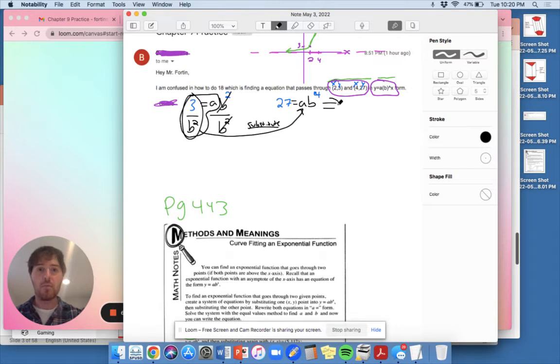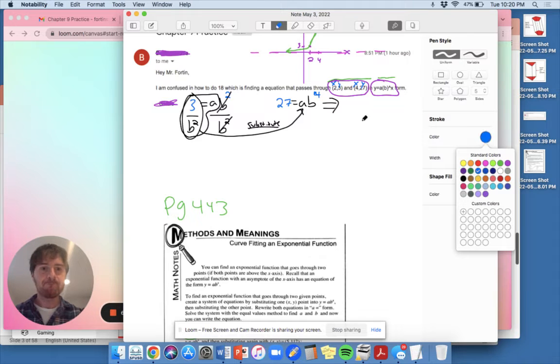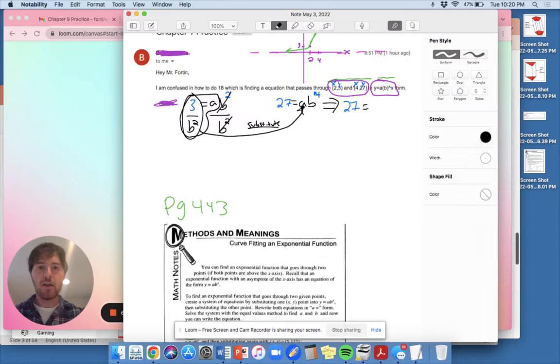Okay, so I'm going to maybe move this over here, do my substitution. 27 doesn't change. Equals is still there. The A is just going to become this. Is going to become 3 over B squared. And then I have B to the 4th there. That doesn't change.